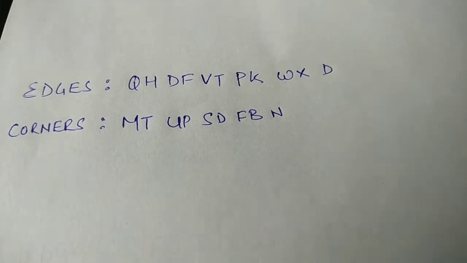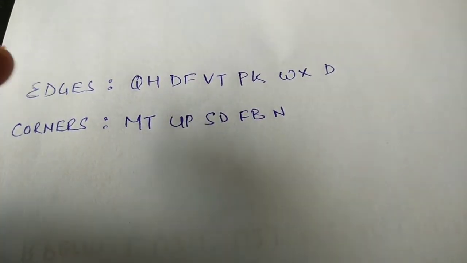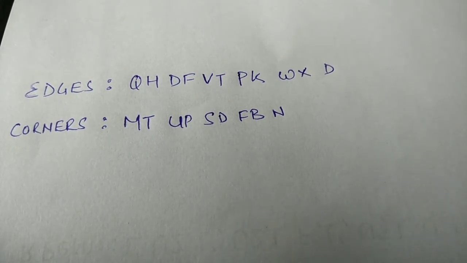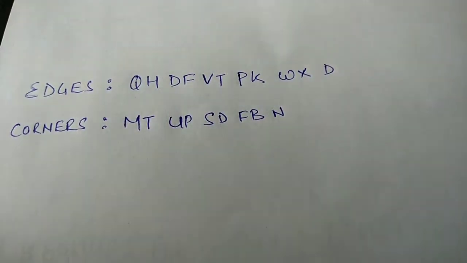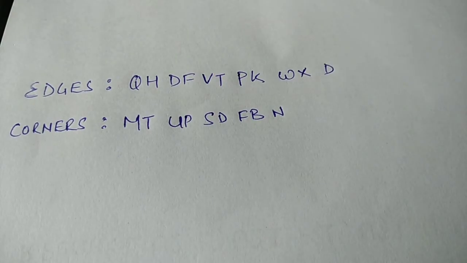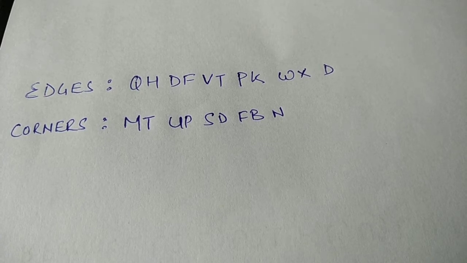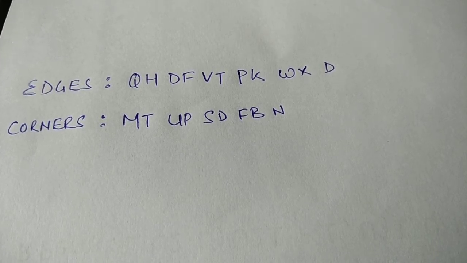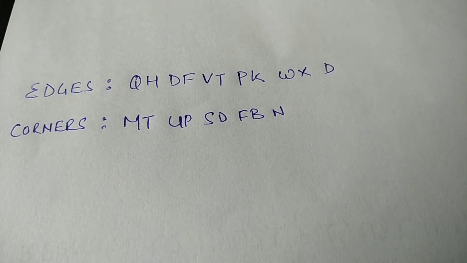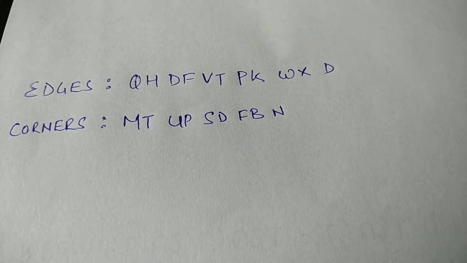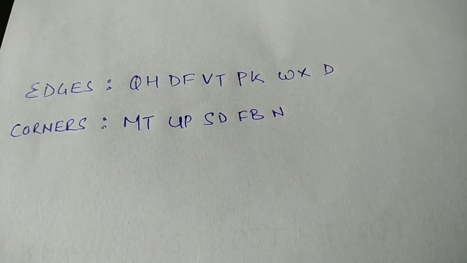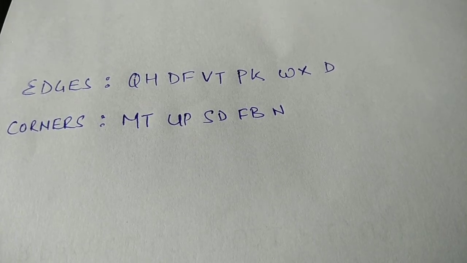So now we have to remember these letters, that is Q, H, D, F, V, T, P, K, W, X and D for edges. And if you notice, the letters are in odd numbers, and corners also have odd numbers. So we'll have to use the parity algorithm after solving edges and before solving corners. So how to remember this, how you will do it blindfolded. You will have to memorize all these letters to solve the cube blindfolded.